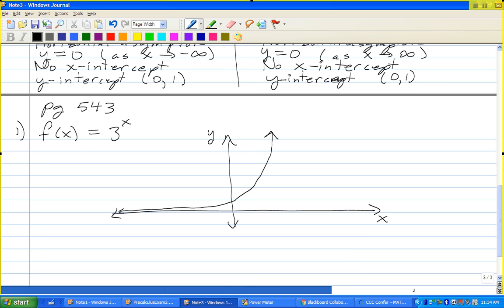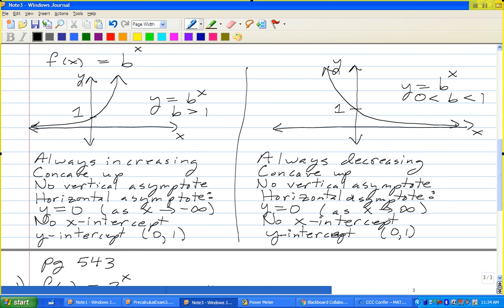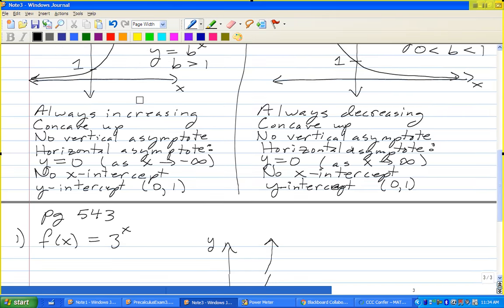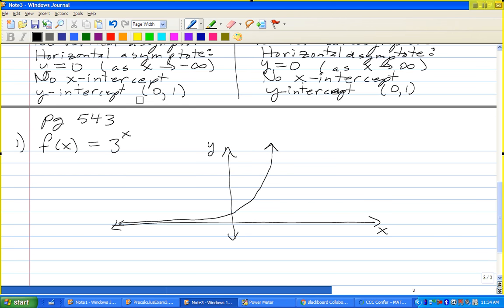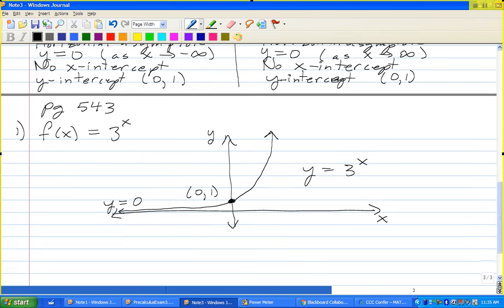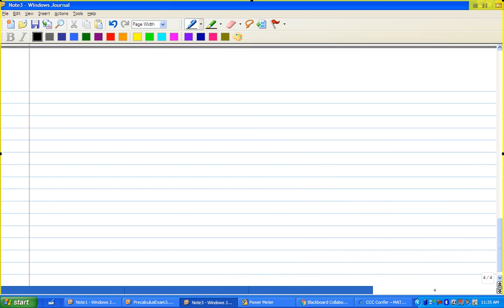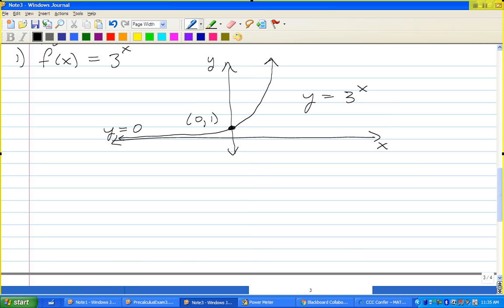And so the graph looks something like this. The y-intercept is when x is 0, y is 1. The asymptote is just y equals 0. It approaches the x-axis for values of x approaching negative infinity.